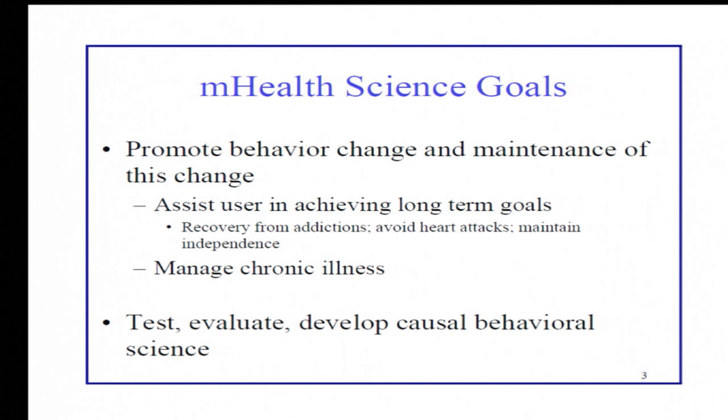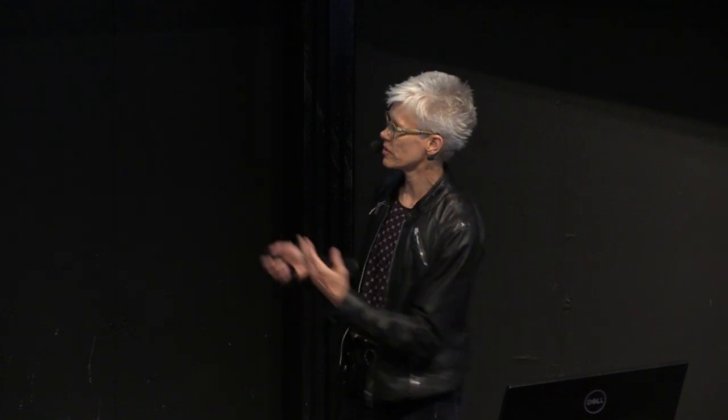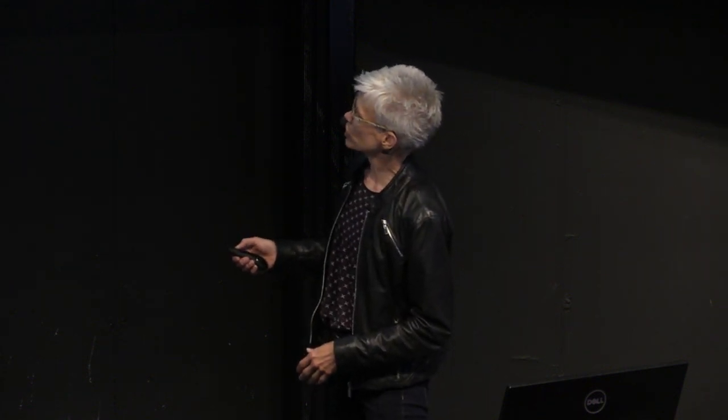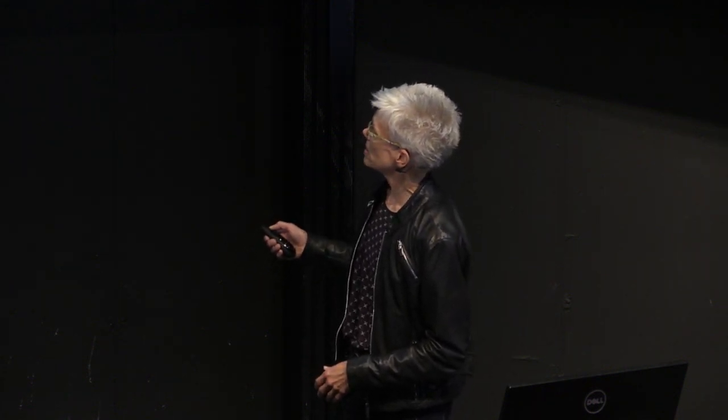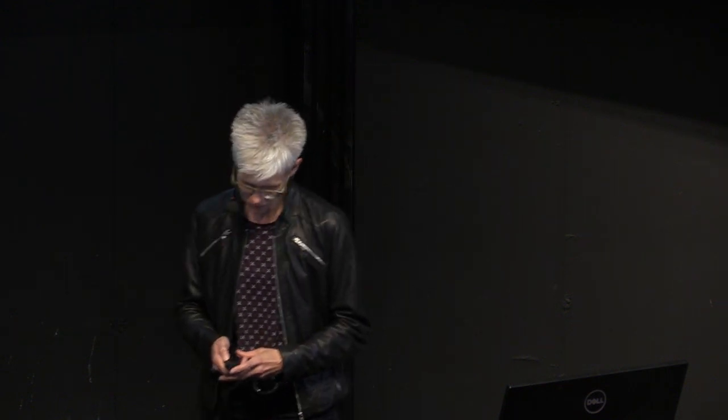I give you some examples up at the top of different types of behaviors. So the idea is to assist the individual in achieving that individual's own long-term goals, help them change their behavior so in future they're better. And of course you want to help develop causal behavioral science. This is a field that's quite immature.